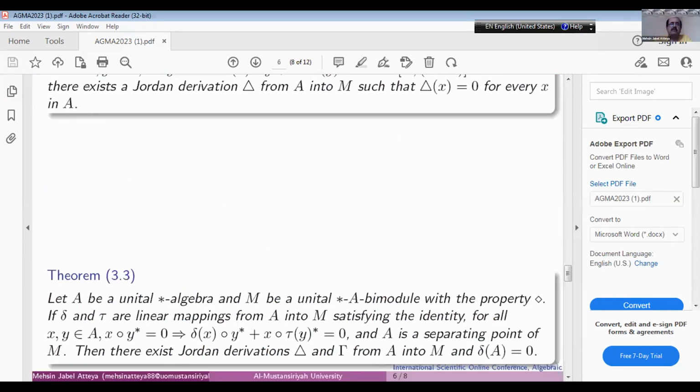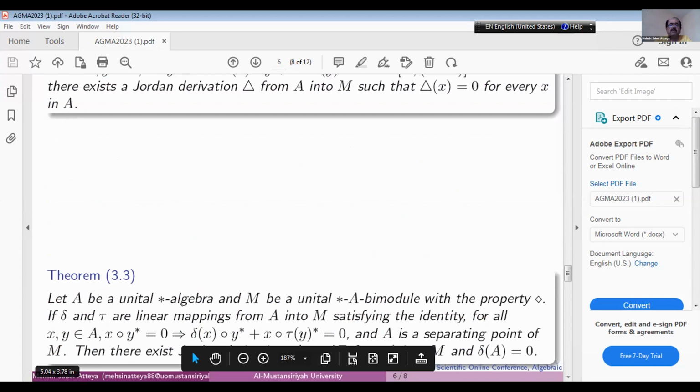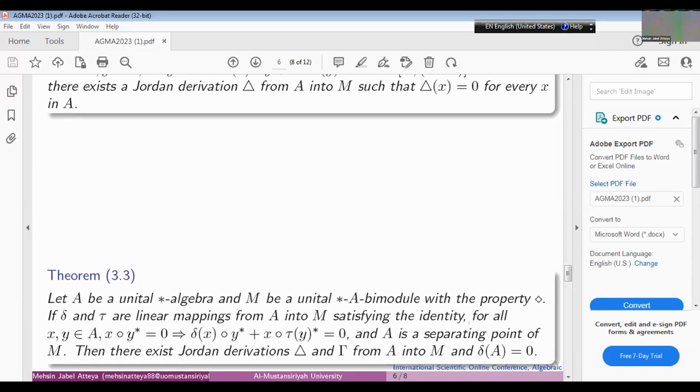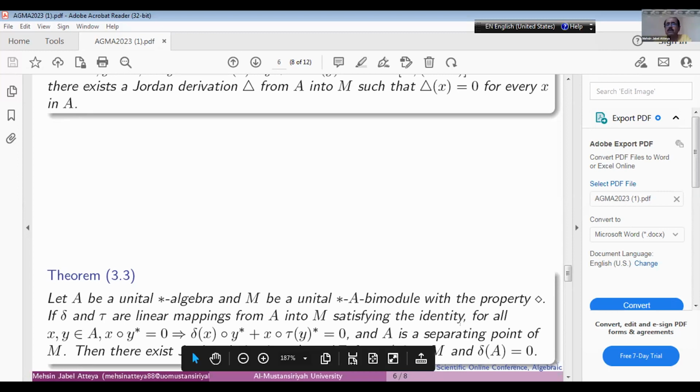The last result: let A be a unital star algebra and M be a unital star A-bimodule with the property diamond. If sigma and tau are linear maps from A into M satisfying the relation here, x circle y star equals 0 implies sigma of x circle y power star plus x circle tau of y power star equals 0, and A is a separating point of M, then there exists this result. We find delta of A equals 0.